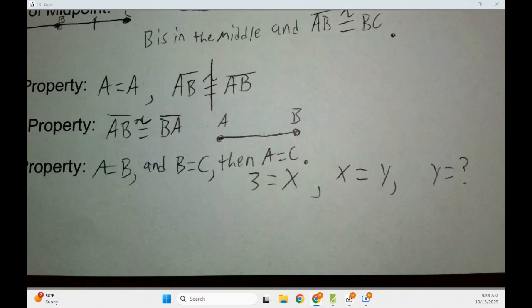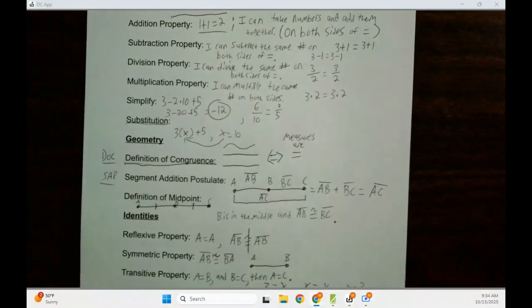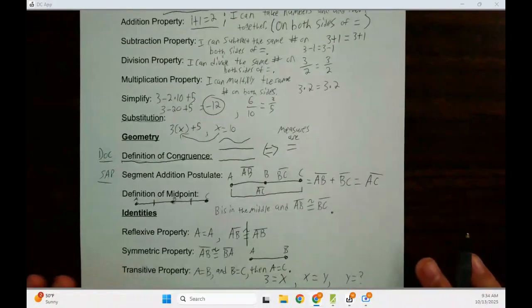So this is all of the reasons we can use. What questions do you have about any of these concepts, specificity, any level of what any of these mean for us?